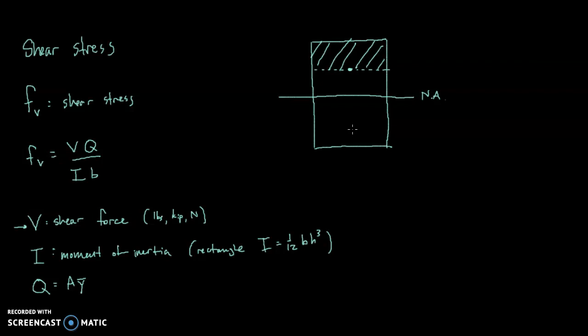And Y bar is the distance from the centroid of this area. So this rectangular area we're investigating has its own centroid right in the middle of that rectangle. And then that distance to the neutral axis is the Y bar value. And what else? B, the variable B, is the width of the cross section. So let's put this into practice by taking a look at an example.